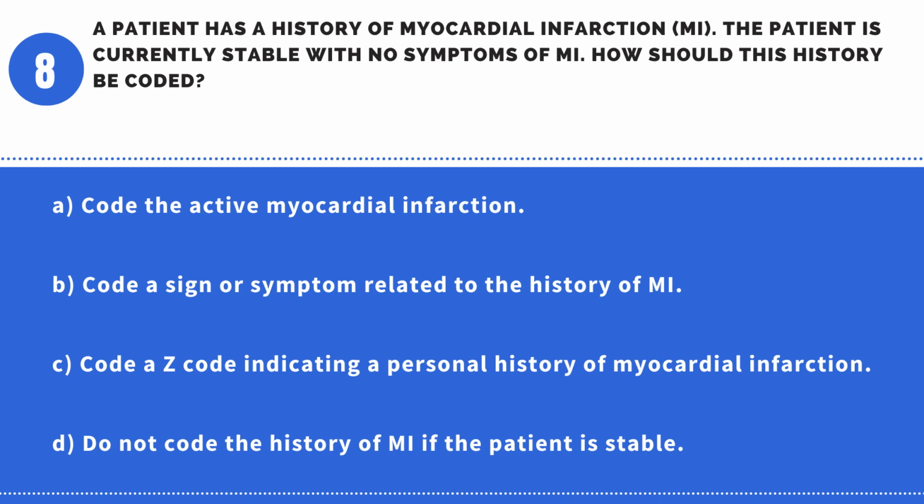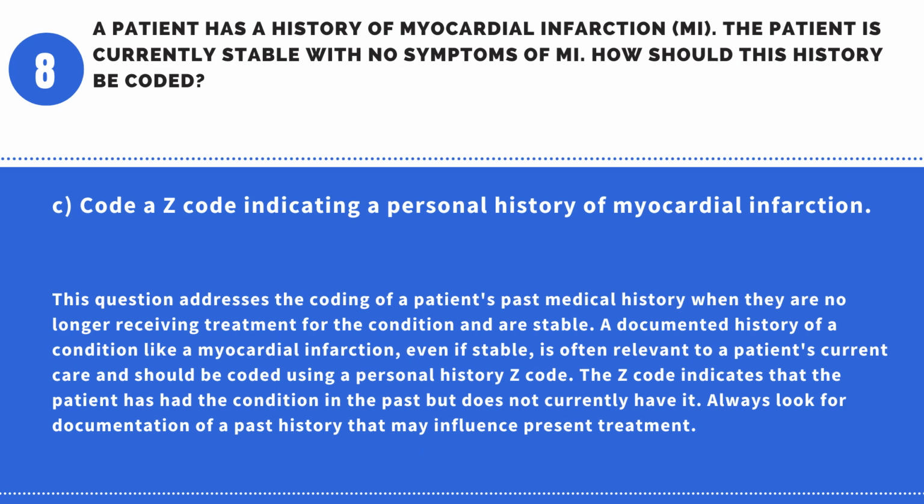Answer, C. Code a Z code indicating a personal history of myocardial infarction. This question addresses the coding of a patient's past medical history when they are no longer receiving treatment for the condition and are stable. A documented history of a condition like a myocardial infarction, even if stable, is often relevant to a patient's current care and should be coded using a personal history Z code. The Z code indicates that the patient has had the condition in the past but does not currently have it. Always look for documentation of a past history that may influence present treatment.